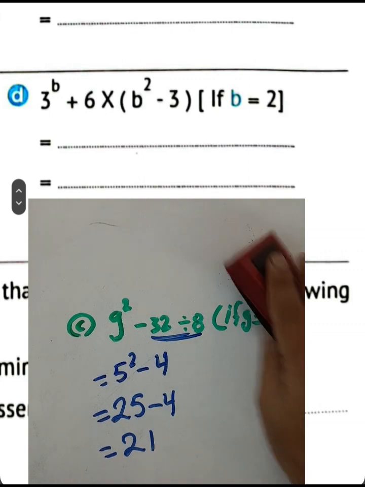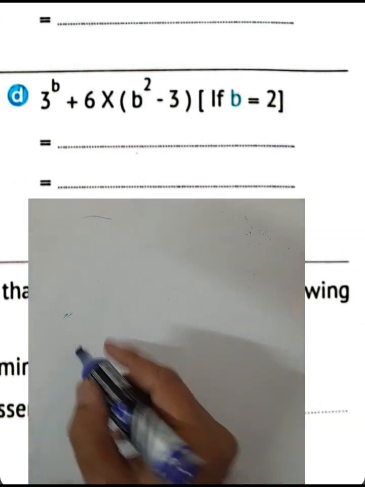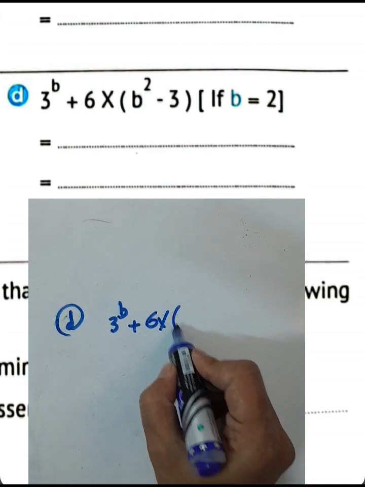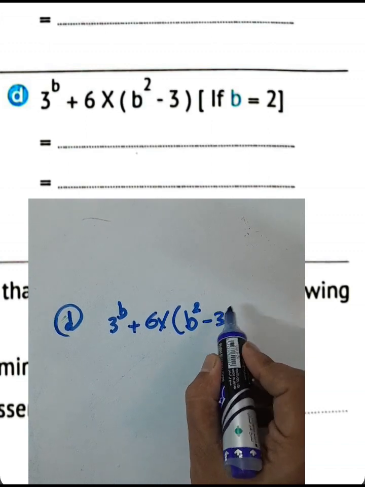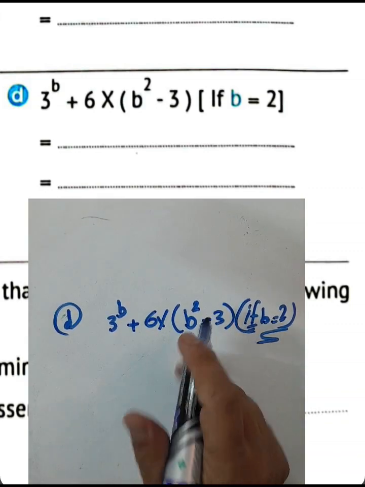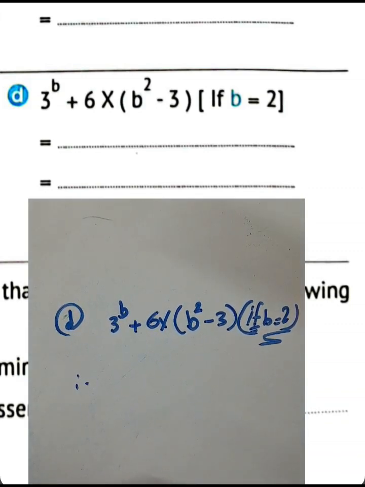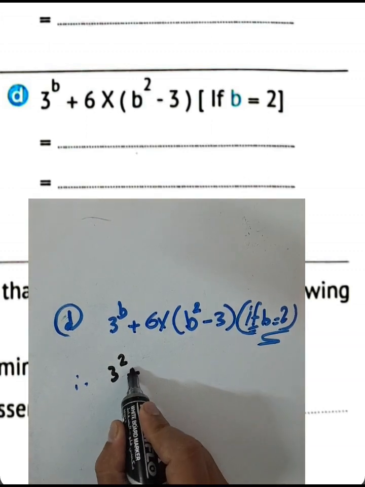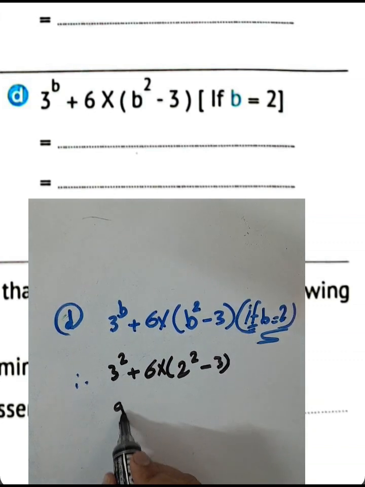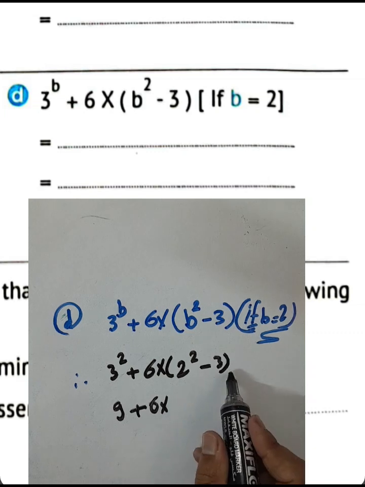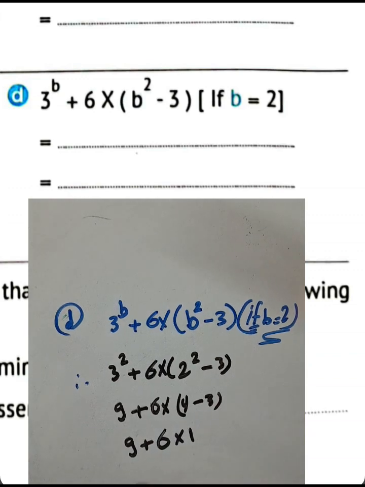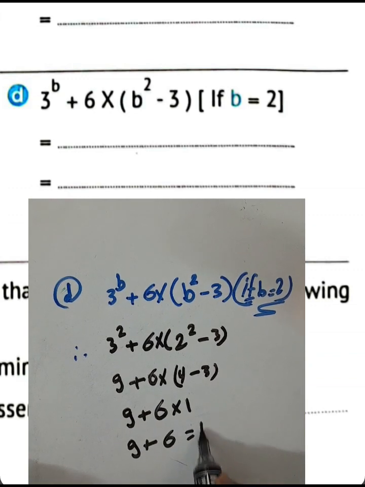Letter D. 3 power b plus 6 times b power 2 subtract 3, if b equal 2. Put b equal 2 here, then the result of the expression will be 3 power 2 plus 6 times 2 power 2 minus 3. 3 power 2 equal 9, and 2 power 2 equal 4. 4 minus 3 equal 1. 1 times 6 equal 6. Okay, 9 plus 6 it will be 15.